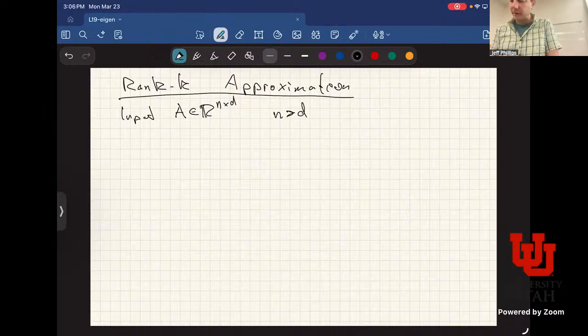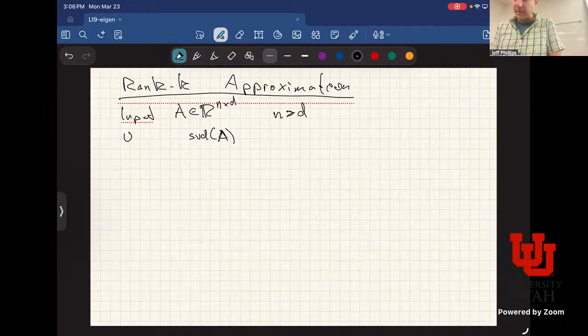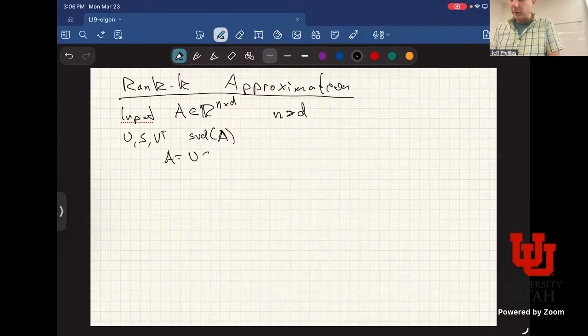And so we're going to start by thinking about the singular value decomposition. I'm going to run some SVD command on my input A, and I'm going to get out matrices U, S, and V transpose. So that I can write A equals U times S times V transpose as this matrix multiplication.